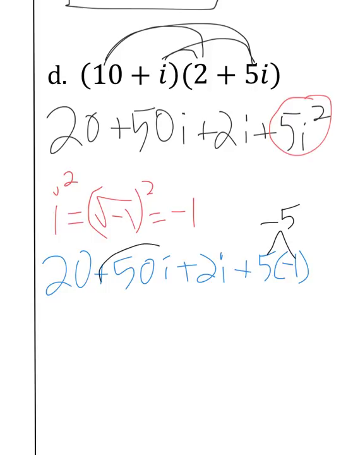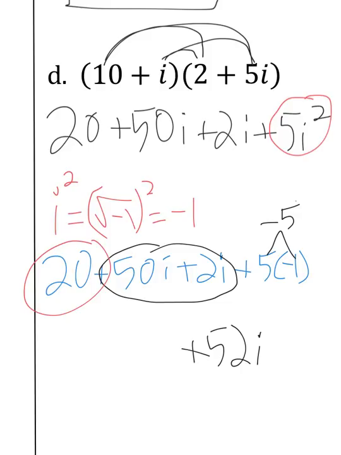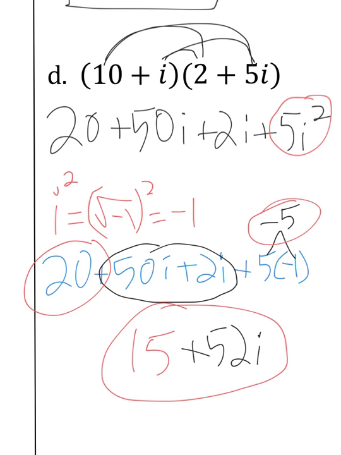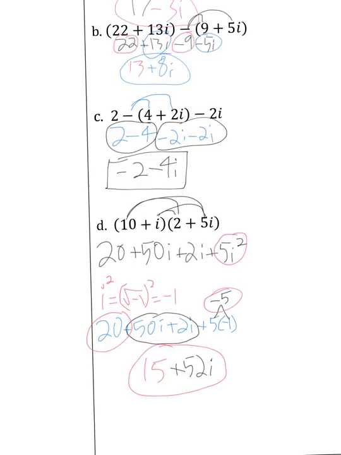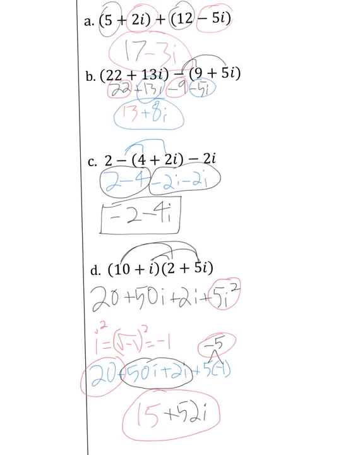So let's combine like terms. Let's combine 50i and 2i, so that's plus 52i. And then let's combine 20 with -5. So 20 minus 5 is 15. So I have 15 plus 52i. That's standard form. Standard form has the regular number coming first and then the imaginary number coming second. You see how I had that pattern going for all my answers.